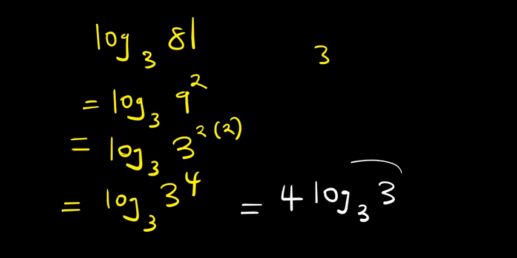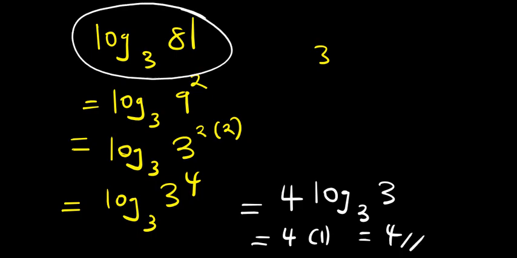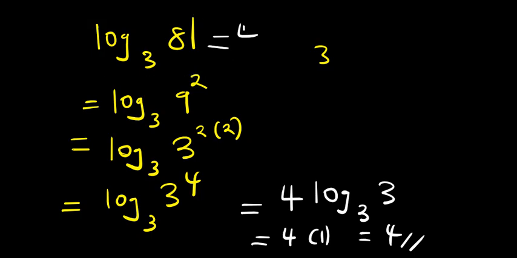Now we've said if you have this expression, it gives you a 1. Therefore we just have 4 multiplied by a 1, which will give us a 4. So the log of 81 in base 3 just gives us a 4. That's what it means. So let's solve another example.